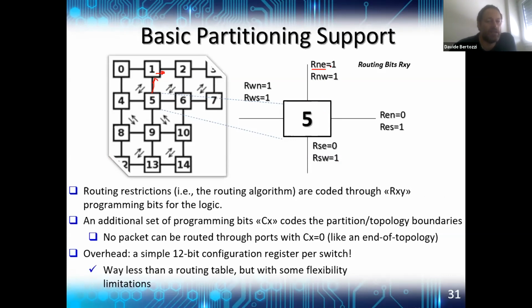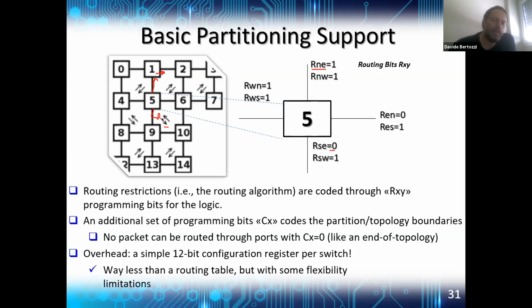So the routing restriction is equal to 1. Instead, if you want to go to the south and then to the east, you cannot because you have this arrow here. So routing southeast is equal to 0. It means that it's not a good idea to go south if your destination is further to the east.